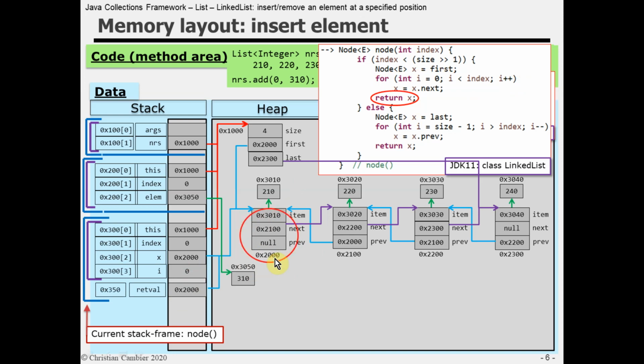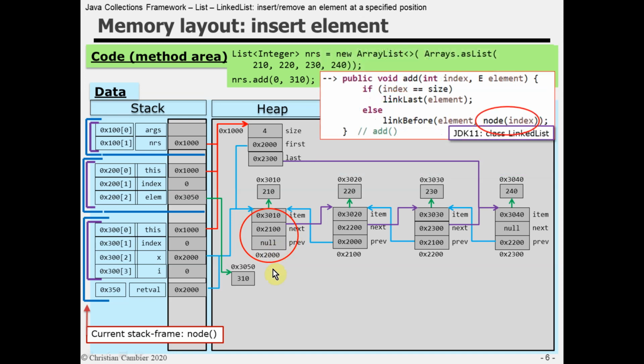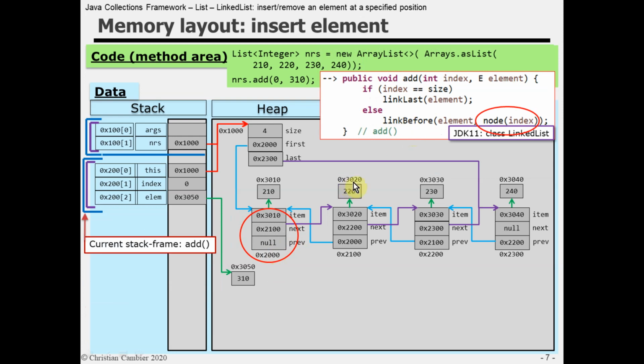So we leave the node method, but hold on to this address because we are in the process of actually invoking another method, linkBefore, which is what we're going to do now. And the first argument is the element. It's actually the integer wrapper object holding value 310. We want to add it to the linked list.